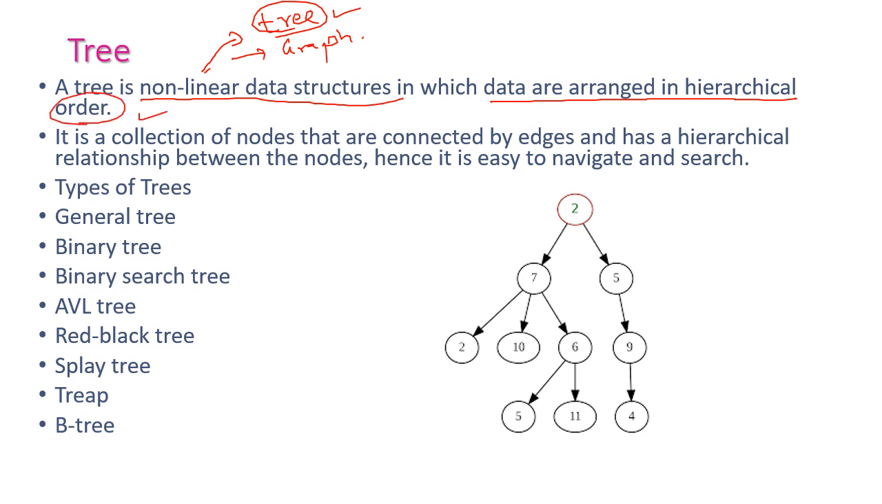So tree is a collection of nodes and edges. So this is a node and this is an edge, that is, the circles are represented as nodes and the arrows are represented as edges. Where will the data be stored? Here the data will be stored in the node. And what is the purpose of an edge? An edge is used to connect the nodes, and it also represents the relationship between the nodes.